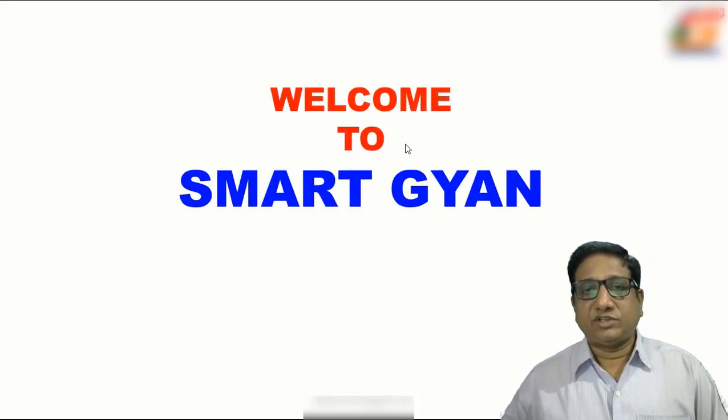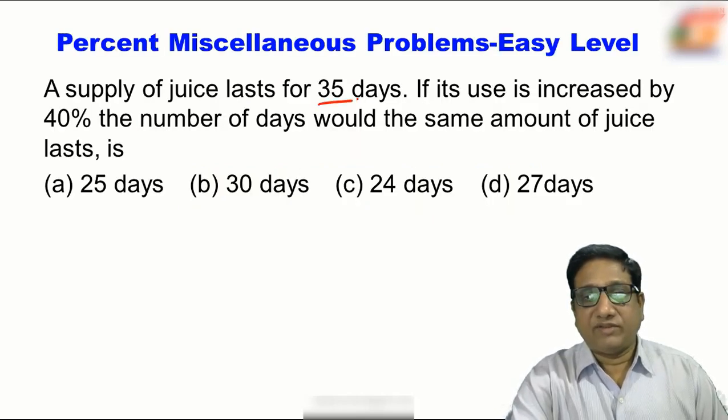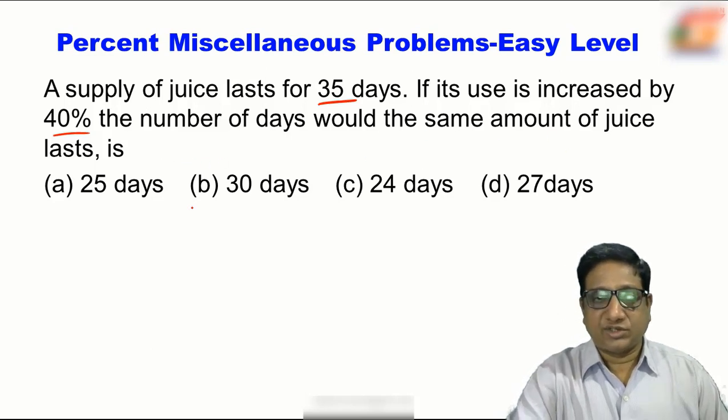In this video, we'll solve a few miscellaneous problems based on percentage. A supply of juice lasts for 35 days. If its use is increased by 40%, for how many days would the same amount of juice last?